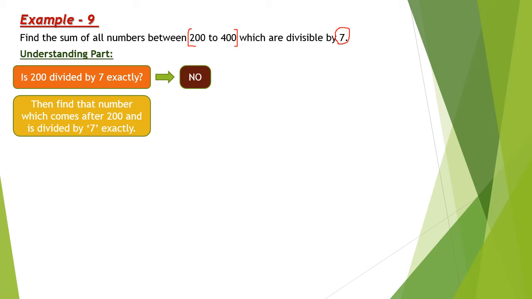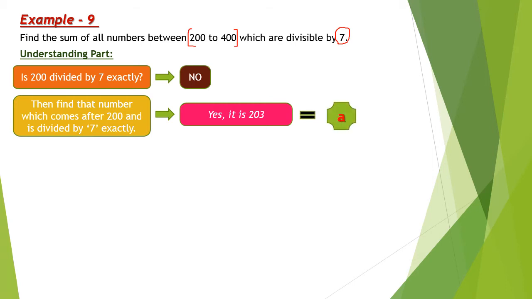201 is also not exactly divisible by 7. And 202 is also not exactly divisible by 7. And yes, 203 is exactly divisible by 7. So that 203 will be our first term. Okay, understand it? 203 is our first term.